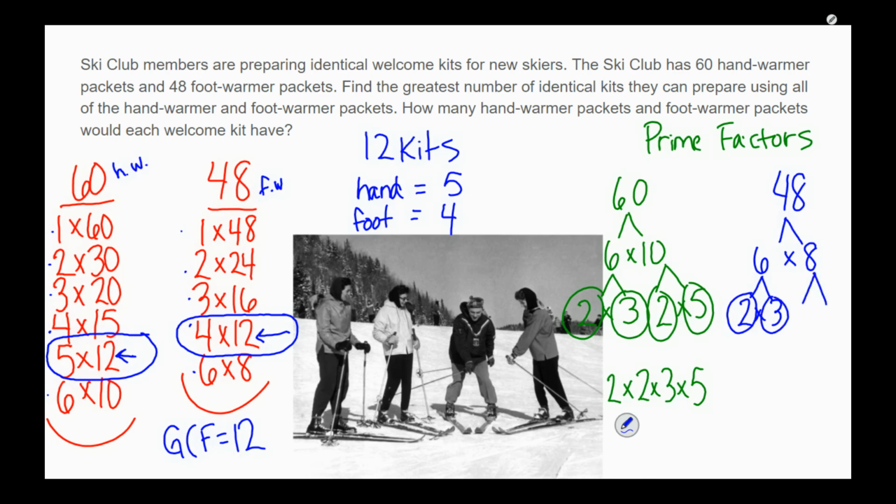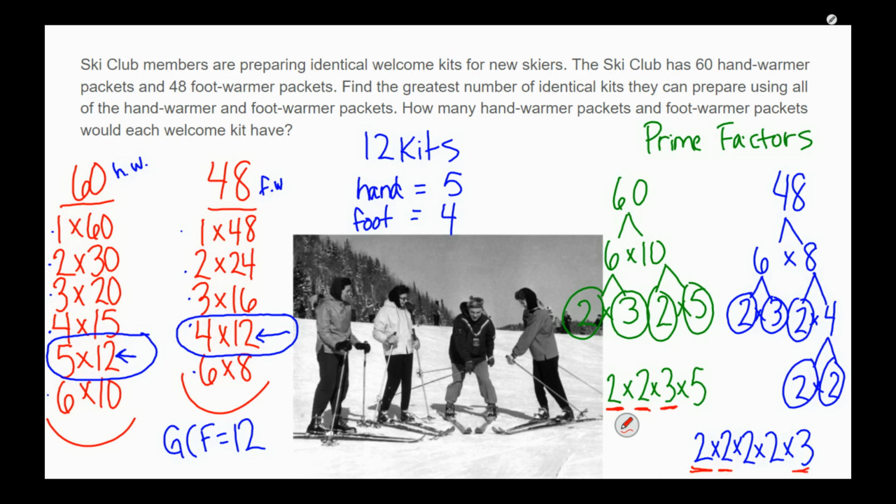8 is not a prime, but I can do 2 times 4. 2 is a prime, 4 is not, so I can factor that down to 2 times 2. Prime, prime. So I can rewrite 48 as a product of primes as 2 times 2 times 2 times 2 times 3. So when we look at what they have in common to find the greatest common factor, there's a 2 that can match with that one. Here's another 2 that can match with that one. This one has a 3 that can match with that 3.